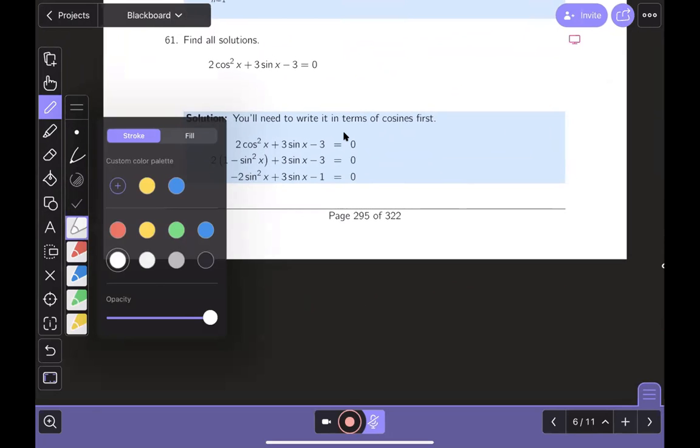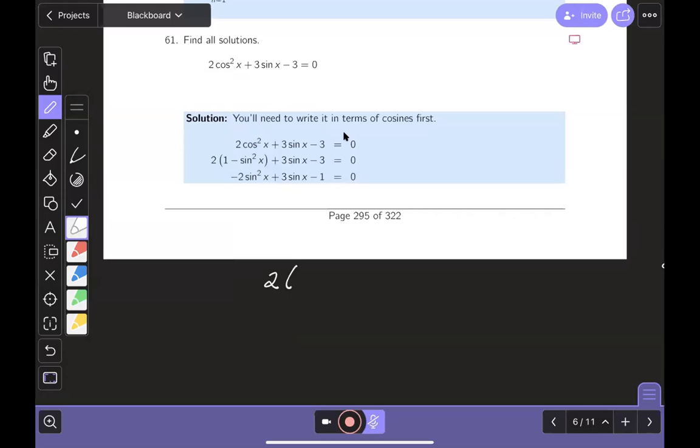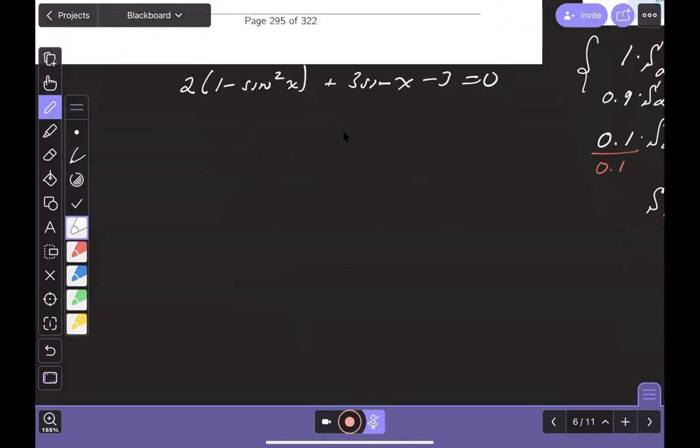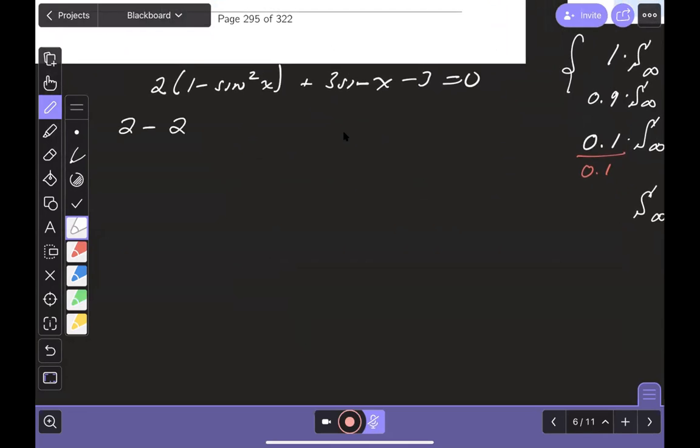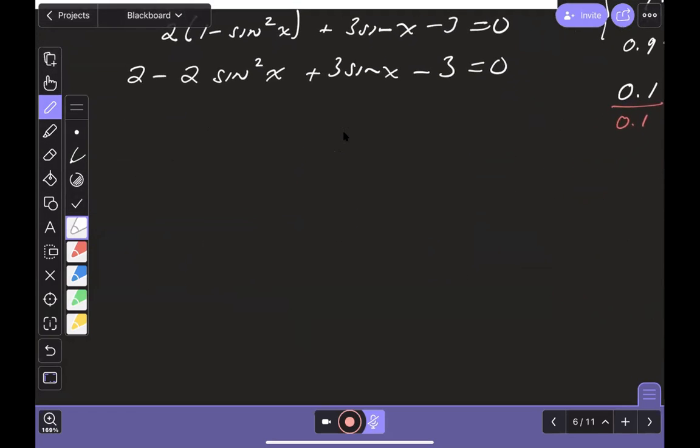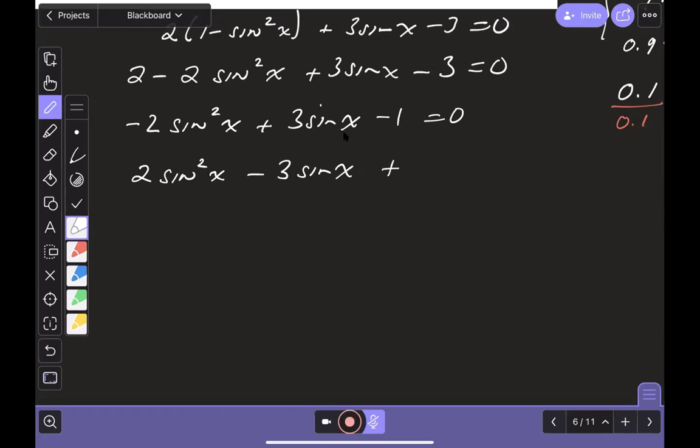I say convert things to sines. So the first thing I would do is 2, and cosine in terms of sines is 1 minus sine squared x. And then we get plus 3 sine x minus 3 equals 0. I'm going to push this up. And what do you get over here? 2 minus 2 sine squared x plus 3 sine x minus 3 equals 0. Let me make sure it's minus 3 there. Yeah, it is. Let's keep going. This is minus 2 sine squared x plus 3 sine x. And 2 minus 3 is minus 1 equals 0. I'm going to multiply both sides by minus 1, and that's going to be 2 sine squared x minus 3 sine x plus 1 equals 0.